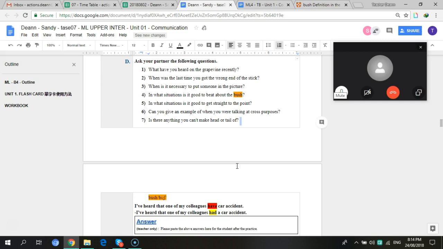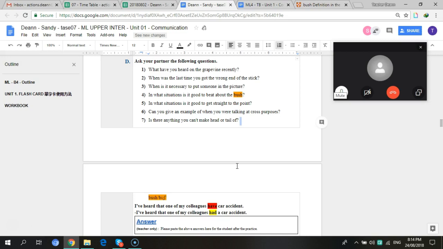And the last one is, is there anything you can't make head or tail of? I think I can't make head or tail of finance. I don't know how to invest. All I can do is save money. Okay, so when you don't know what to invest in, you just save money, right? Yes, okay. So, wow, thank you very much for that.